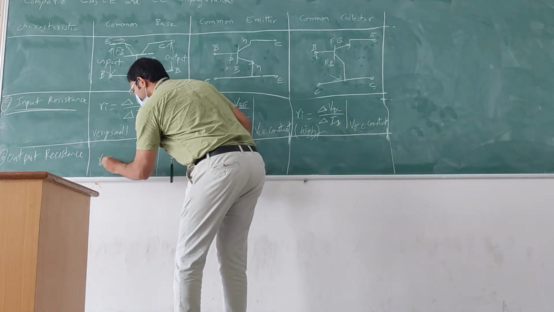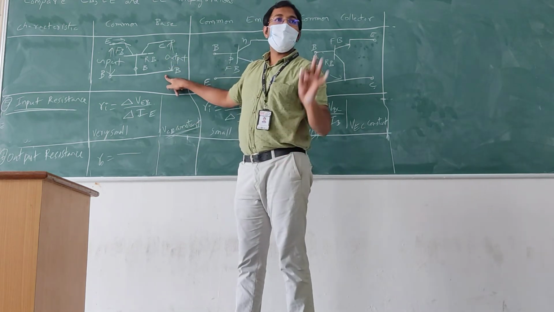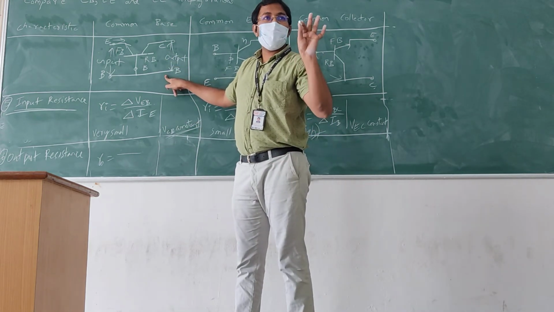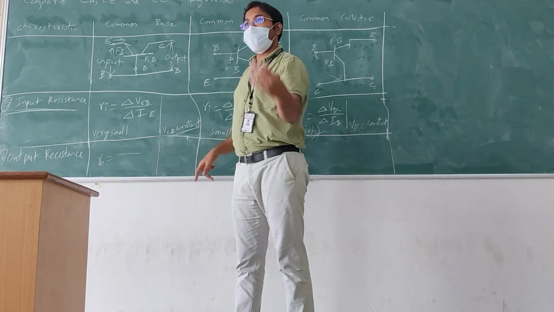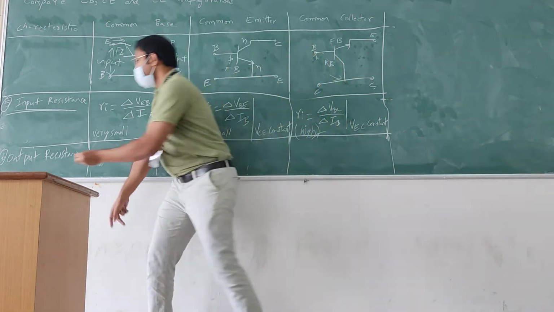R naught. What will R naught be? Tell me. Del. Resistance means voltage by current. We are considering AC resistance. Change in voltage by change in current.